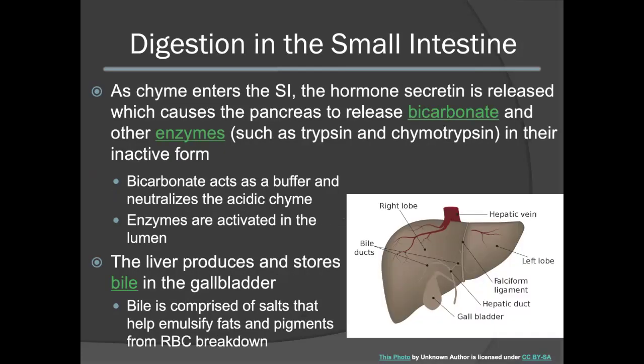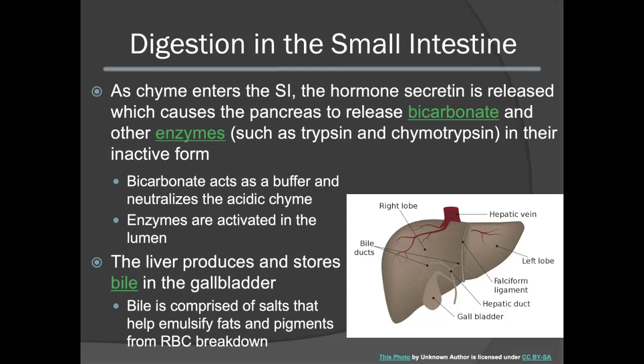As chyme enters the small intestine, secretin is released. This causes the pancreas to release a substance called bicarbonate, as well as other enzymes such as trypsin and chymotrypsin. However, these enzymes are released in an inactive form. Bicarbonate is important as it can act as a buffer to help neutralize the acidic chyme as it enters into the intestinal area. Enzymes are also activated in the lumen of the intestine.